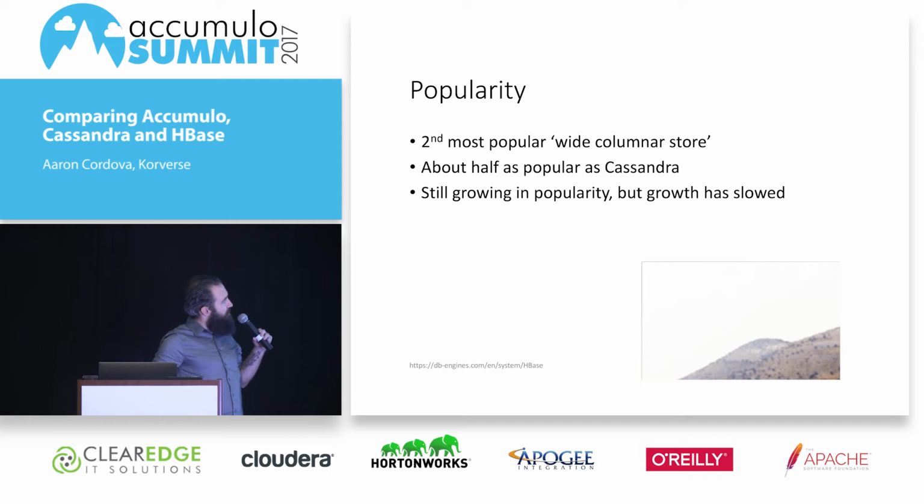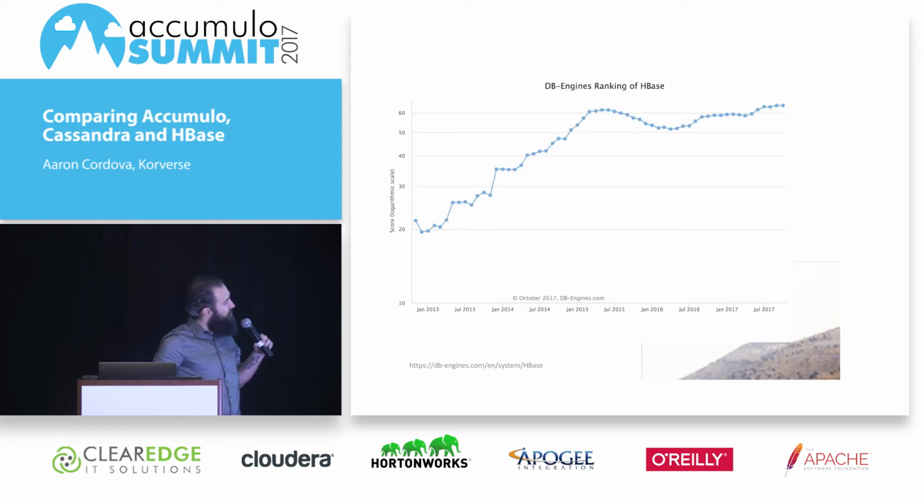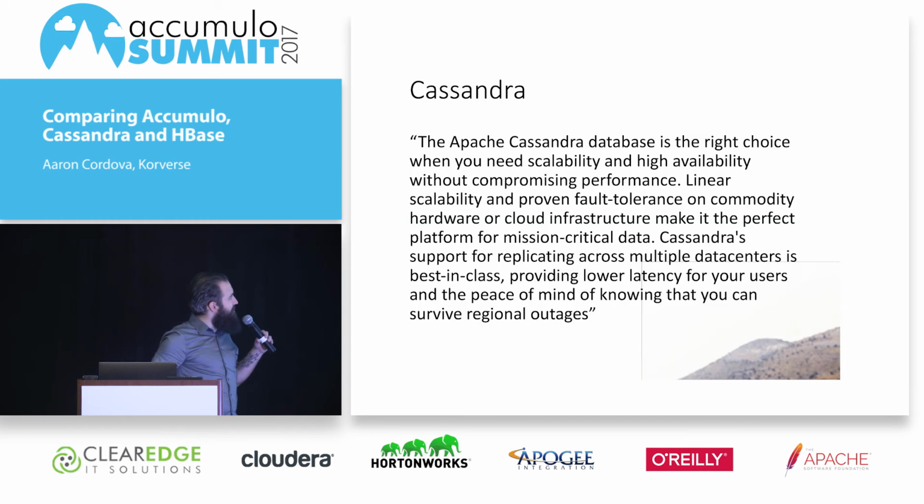It is the second most popular wide columnar store, about half as popular as Cassandra. Still growing in popularity, but growth has slowed. Just eyeballing it, not as fast as Accumulo, but it's a lot more popular already. And if you look at job postings for HBase, I think that's the only one where they might be declining a little bit. I don't want to start any rumors. I'm just saying.